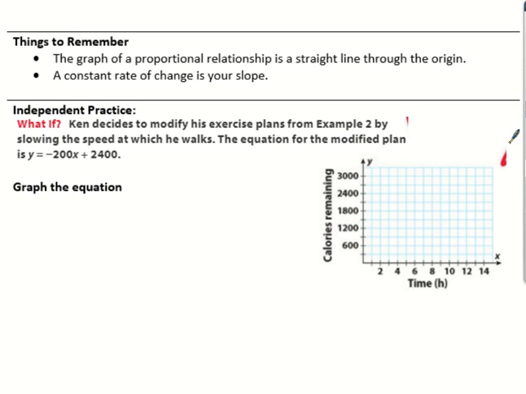All right, so just a reminder, the graph of a proportional relationship is a straight line through the origin, and a constant rate of change is our slope.